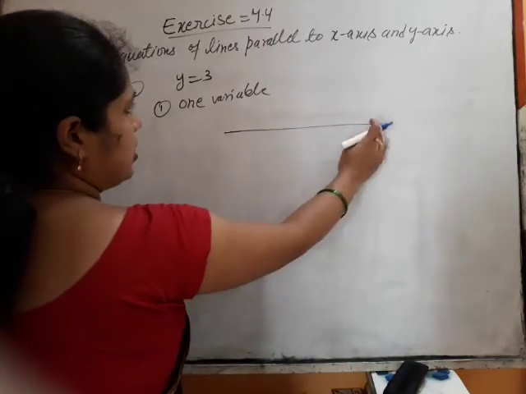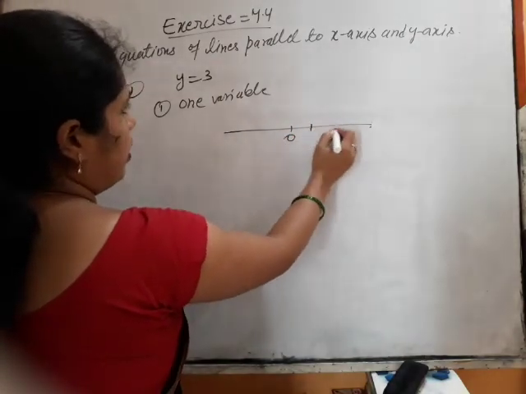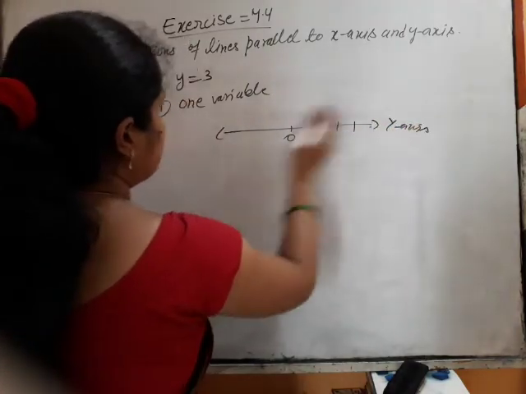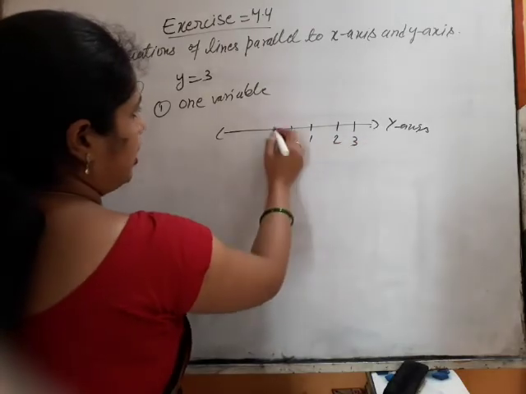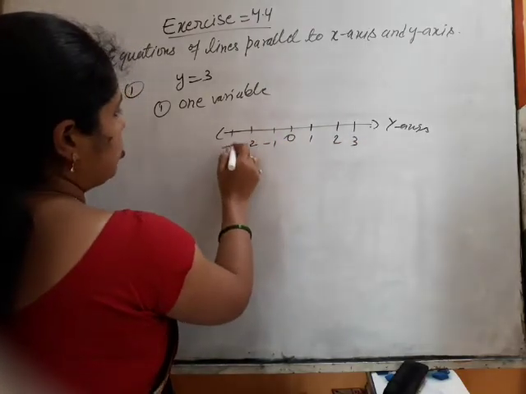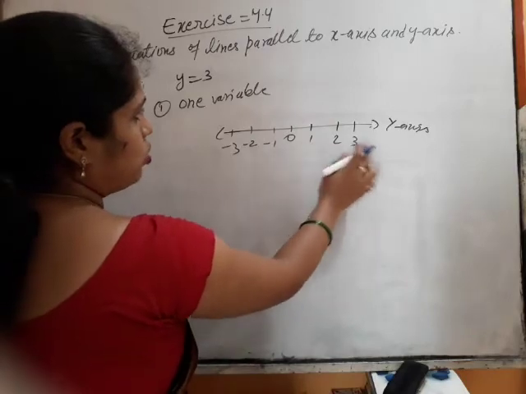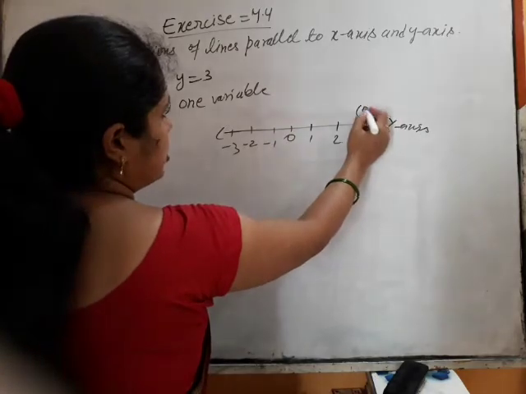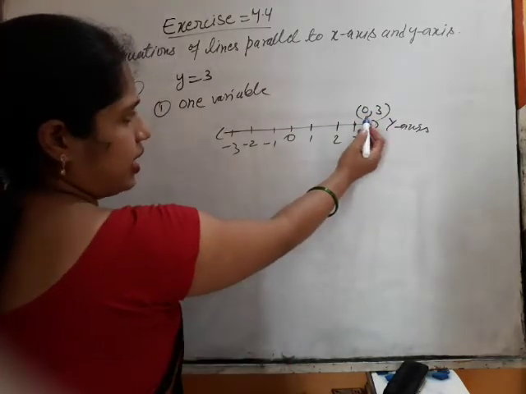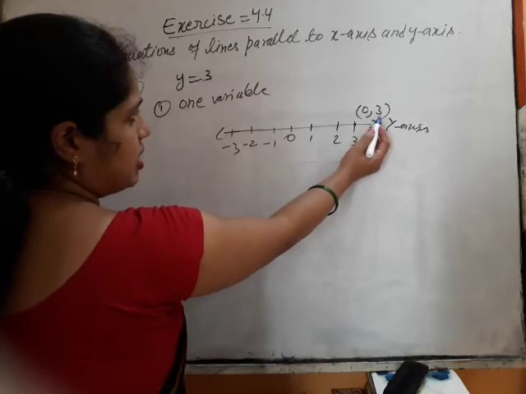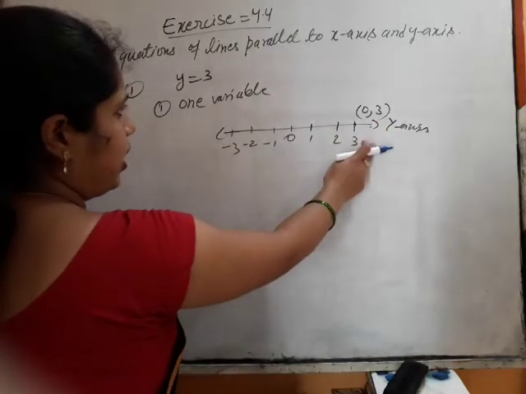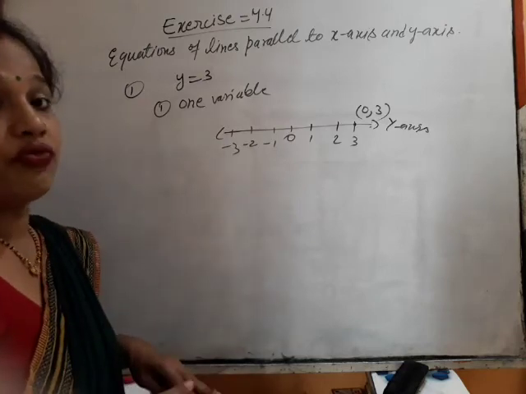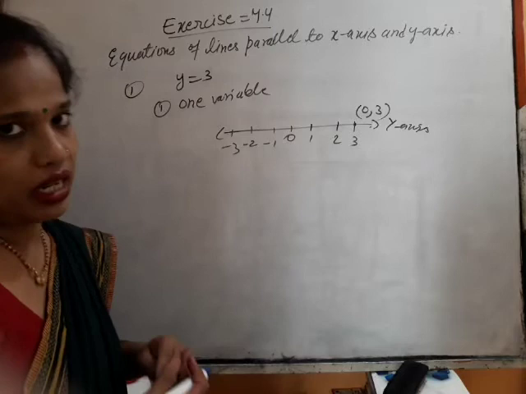geometrically? This is a number line 0, 1, 2, 3. This is the y-axis, 1, 2, 3, -1, -2, -3. So 1, 2, 3, where will it lie? Here it will lie. This is the point 0 and 3, because on the x-axis 0 is the value and on the y-axis 3 is the value. So 0, 3 will be the coordinates of this point, and this is how we will represent y equals 3 on the number line when we consider this as in one variable.